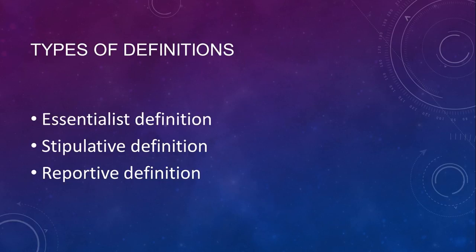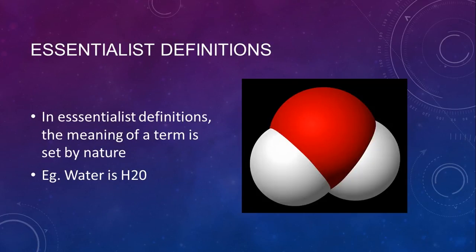Here are 3 different kinds of definitions, and they operate very differently, and I'd like you to keep them separate in your mind, because if you confuse them, you'll get confused. Okay, so there's essentialist definitions, there's stipulative definitions, and there are reportive definitions. So let's go through these one by one.